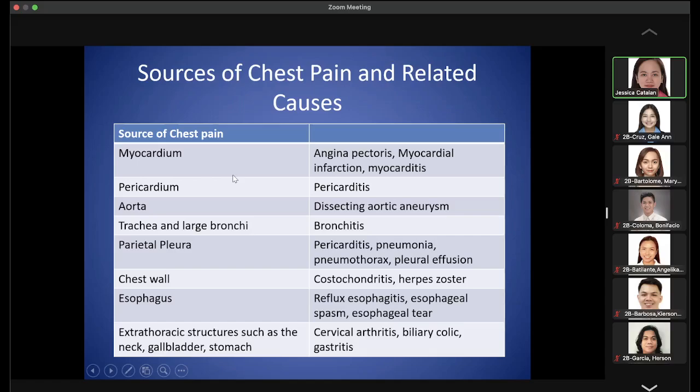So myocardium is the most common, kung may heart attack. So that's myocardial infarction. Kung may myocarditis or pericarditis. So for aorta naman, if there is a dissecting aneurysm. And the one we mentioned earlier is the tracheobronchitis. And many others. So even chest wall lang, no, may problem ka with your bones and cartilages or the ribs. So kung may costochondritis yung patient, pwedeng mag-complain ng chest pain. As well as esophageal problems such as reflux and other extrathoracic structures.